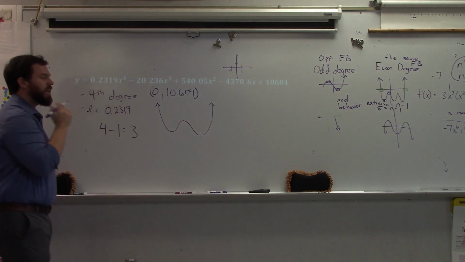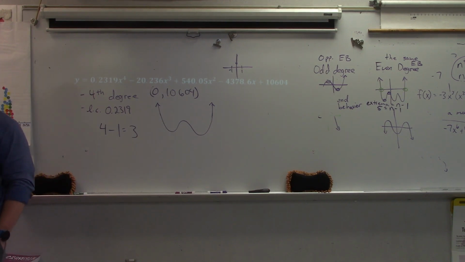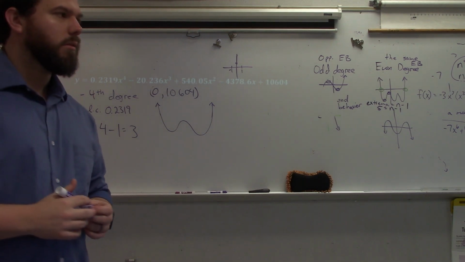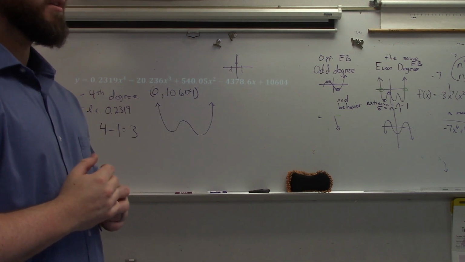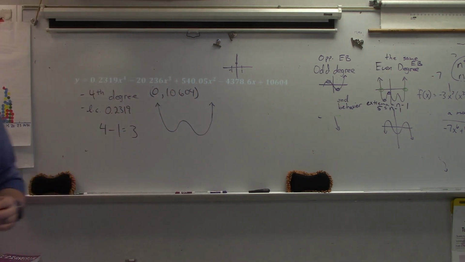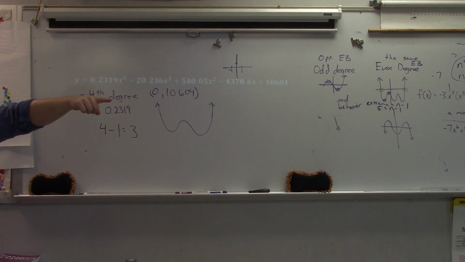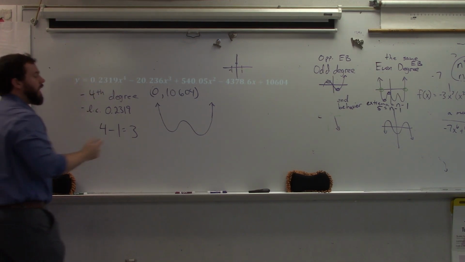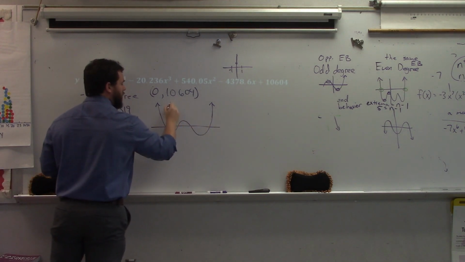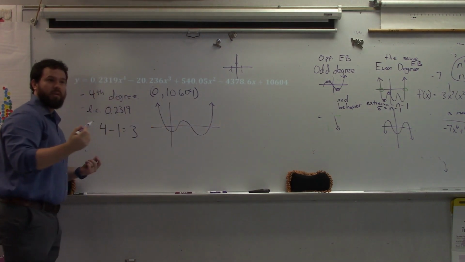Is there anything else we know about this quartic? You're forgetting the most fundamental thing. The roots. There's something called the fundamental theorem of algebra. The fourth degree is going to have how many roots? 4. And so it could have 4 extrema. Alright. So it might look something like this.